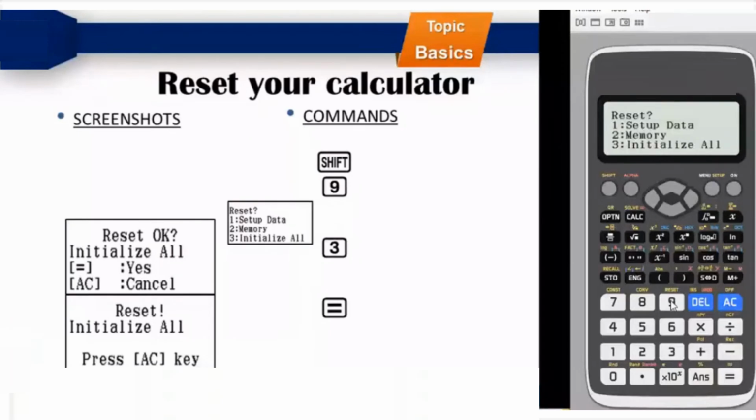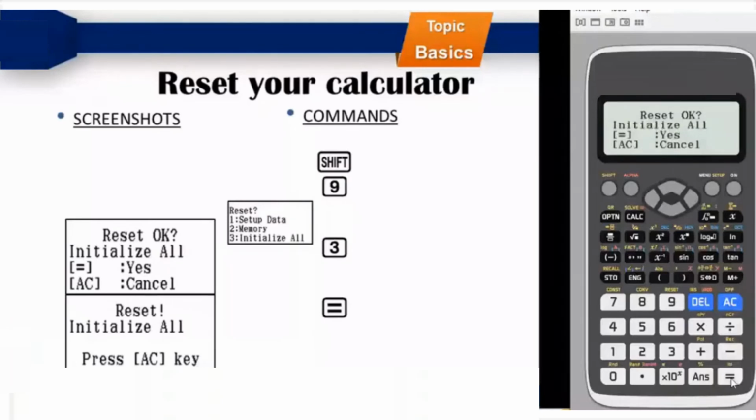Setup data means I'll just be telling you what is the difference between setup data and mode. If you want to initialize everything, it is basically factory default settings. When you buy a new calculator or a new phone, you have the factory stored settings. So if you want factory stored settings, you press shift, you press 9, and when you get this screen, you press 3. It is asking, do you want to initialize all? Equals to if yes, AC if you want to cancel. I want to reset it, so I am pressing equals to.